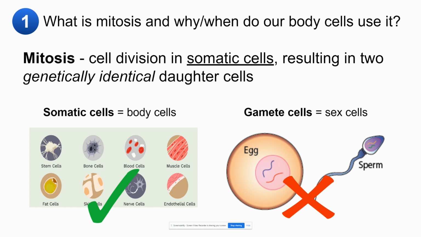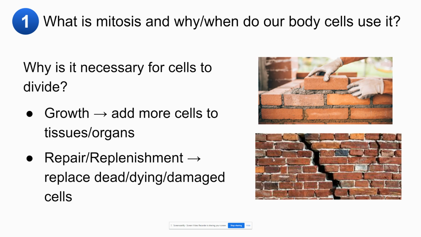So, our definition of mitosis one more time. Mitosis is cell division that takes place in somatic cells only, resulting in two genetically identical daughter cells. Gamete cells use a different type of cell division, and we'll come back to what that is exactly in another week. Okay, so why is it necessary for somatic cells to do mitosis?